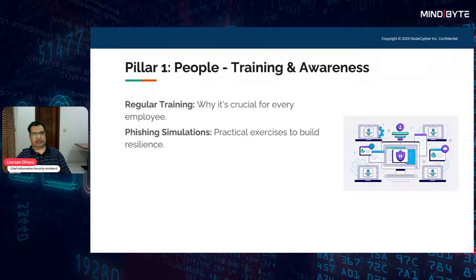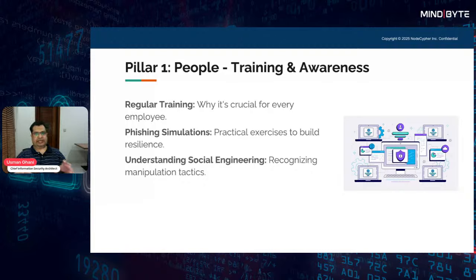So somebody's trying to steal your phone data, somebody's trying to steal your financial data. It could happen anytime. So regular training is very important. And phishing simulations are practical exercises that you use to build resilience, to condition your employees on how to detect these kinds of attacks. And then, very importantly, social engineering and recognizing what the manipulation tactics are. As part of our training programs, we also train people and help organizations understand what social engineering is and how to capture the tactics of other people that are trying to manipulate you. For example, two of the key factors involved in social engineering are A, greed, and B, fear.